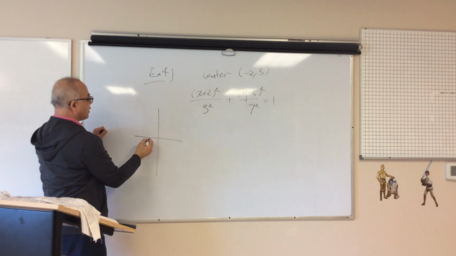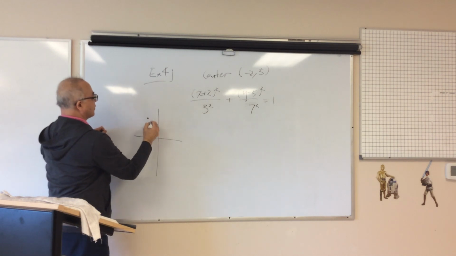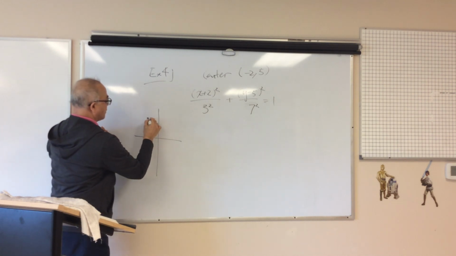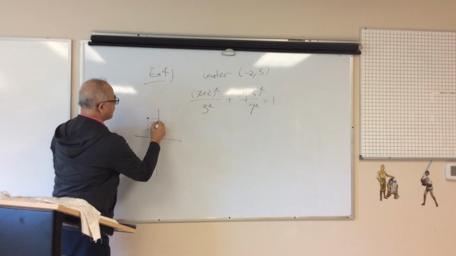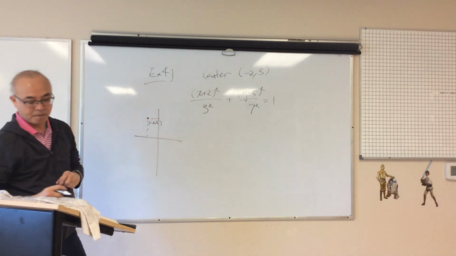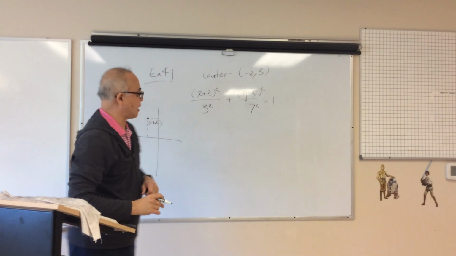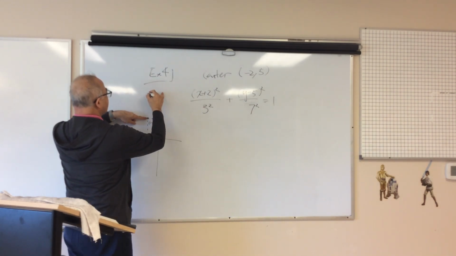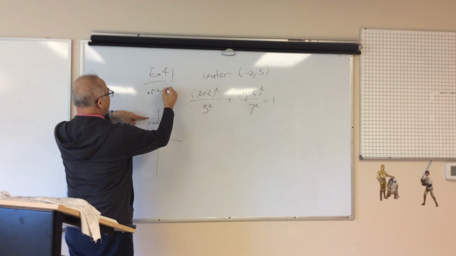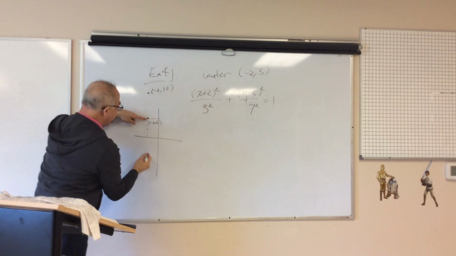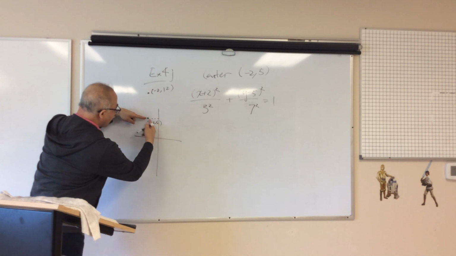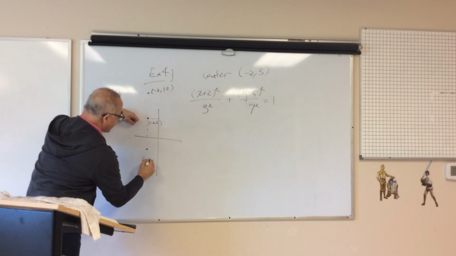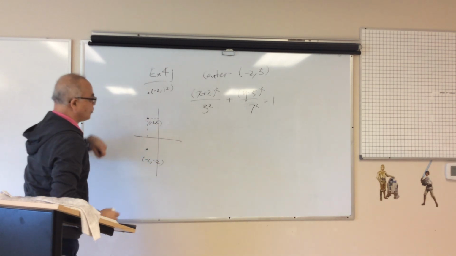My center is at negative 2 and 5. Negative 2 and 5, that's my center. And then I'm going to go 7 up here. I'm going to go from 5 up 7, so negative 2 and 12. I can go 7 down. From 5, I go 7 down, so I'm going to have negative 2 and negative 2.